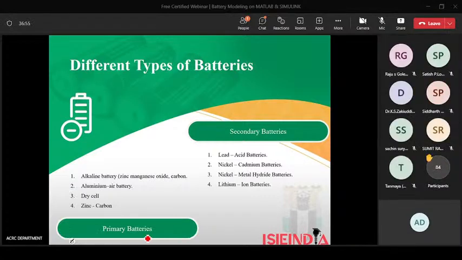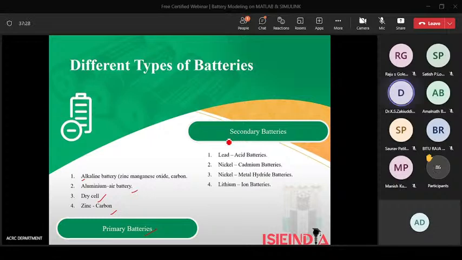So the first is the primary batteries. Primary batteries are those batteries which cannot be recharged. Once their chemical properties are exhausted, they need to be replaced. So this battery cannot be recharged. Examples of that are alkaline batteries of zinc, magnesium oxide and carbon, the aluminum air batteries, the dry cells and the zinc carbon. Now talking about the secondary batteries.